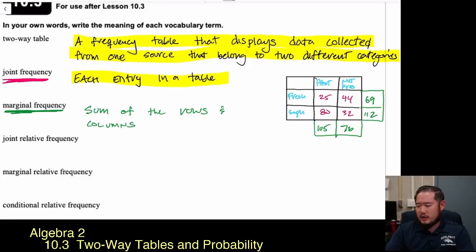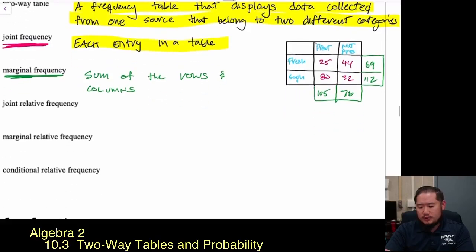For the column present, we have the number of freshmen present and sophomore: you take 25 plus 80, and that's how we end up with 105. And the number not present would be 44 plus 32, and we end up with a total of 76. Understand that the totals are what we call marginal frequency. The data that's in the table, we call that the joint frequency.